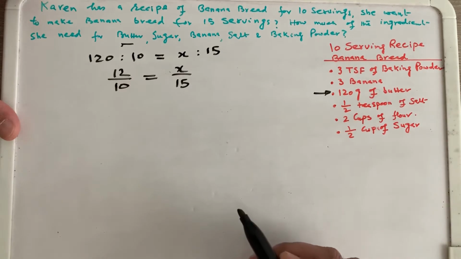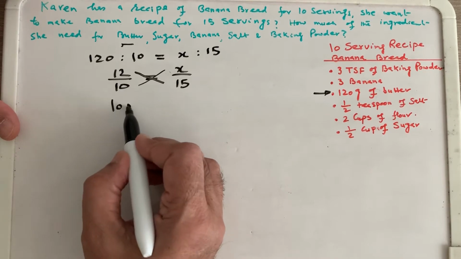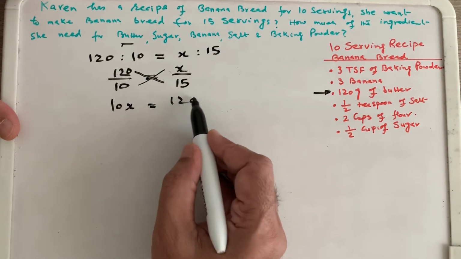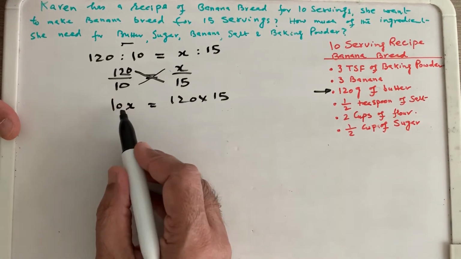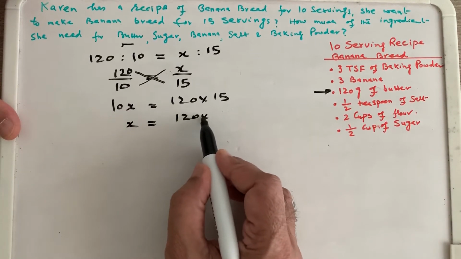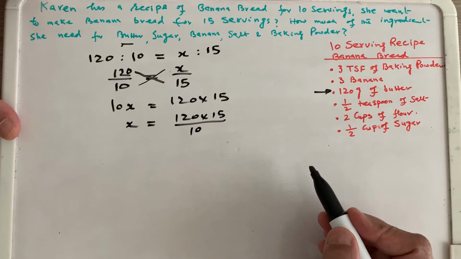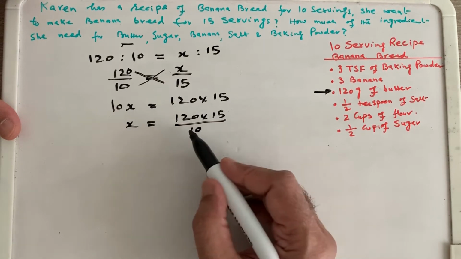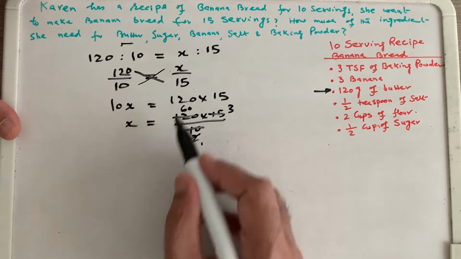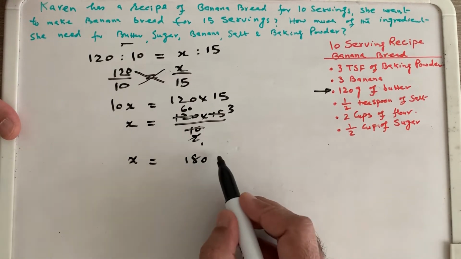And what was the next step we learned? Cross multiplication to make it linear, right? So this will be 10x, 10 times x, equals 120 times 15, right? Now 10 is multiplying with x, so on the other side of the equation it goes to the opposite function, which is division, and then we try to cancel it out. So 5 2s are 10, 5 3s are 15, and 2 60s are 120. What I have left is 3 6s are 18, 180 grams.